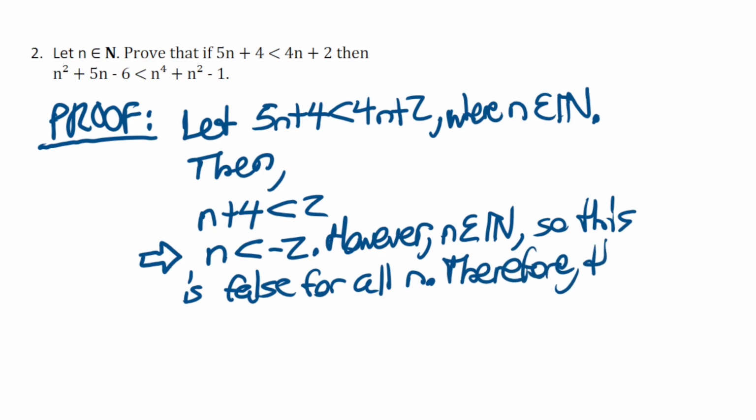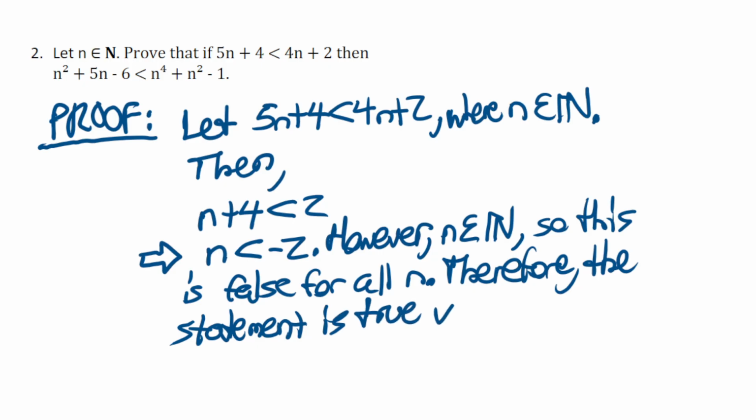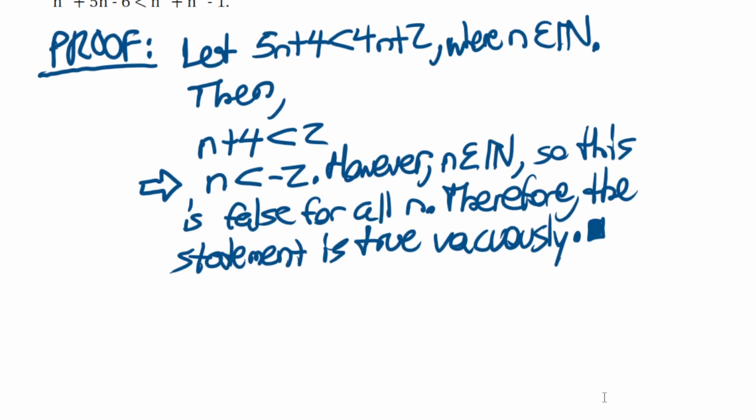Therefore, the statement is true vacuously. So because we looked at the first statement, 5n plus 4 is less than 4n plus 2, and showed that it's false for all values of n, then we vacuously proved that this implication is true.